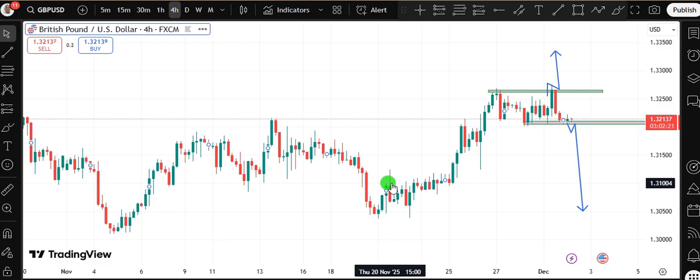And of course, today is another day, being the 2nd of December 2025. I'll be checking out our analysis once again for today. And of course, as usual, we'll be starting with the pound dollar, of which we marked our structures already.